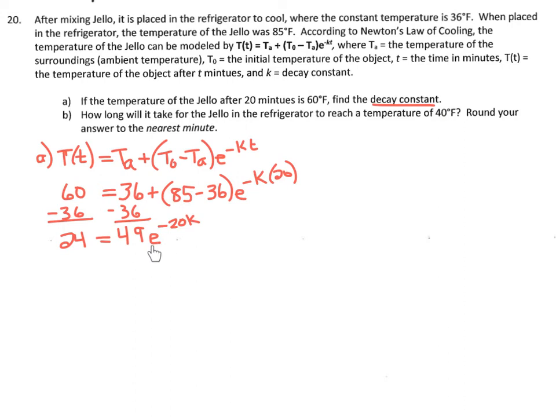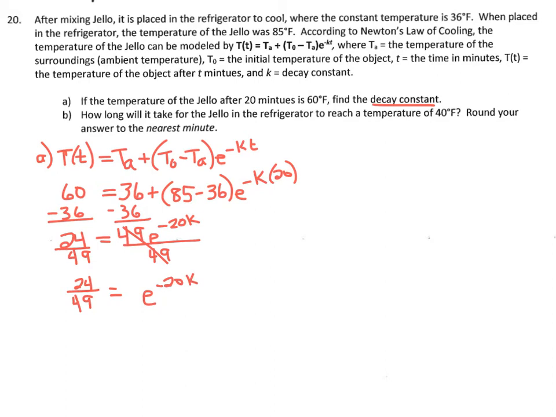Okay, so we want to get this e by itself because it has a variable exponent on it, so that's what we're solving for. So to get rid of the 49, we would just divide both sides by 49. And just so that I don't have to round, I'm going to just leave this fraction as 24 over 49. And I'm going to bring down the e to the negative 20k power.